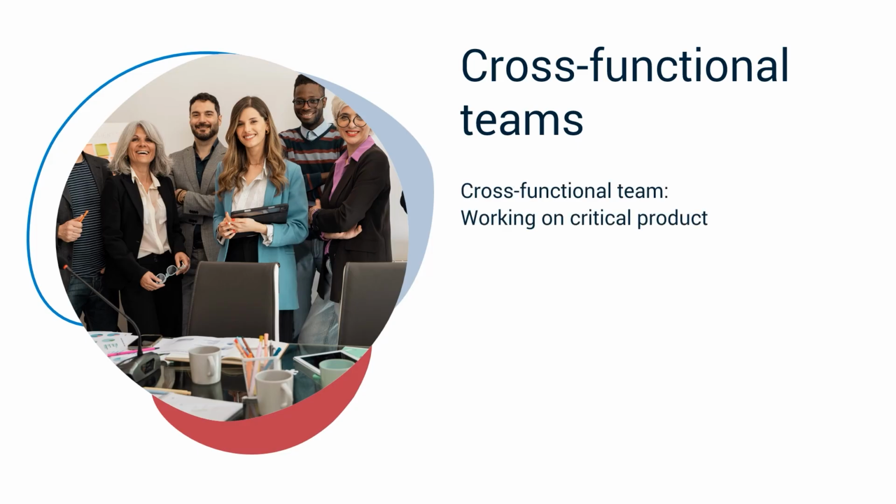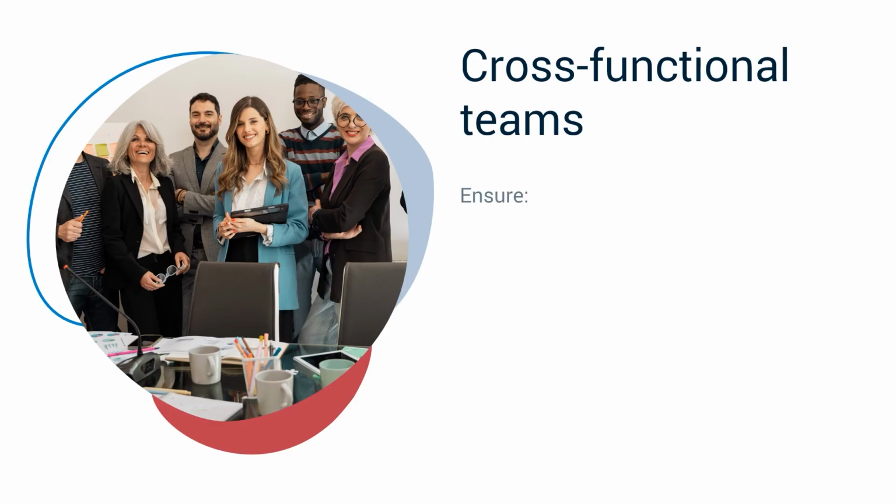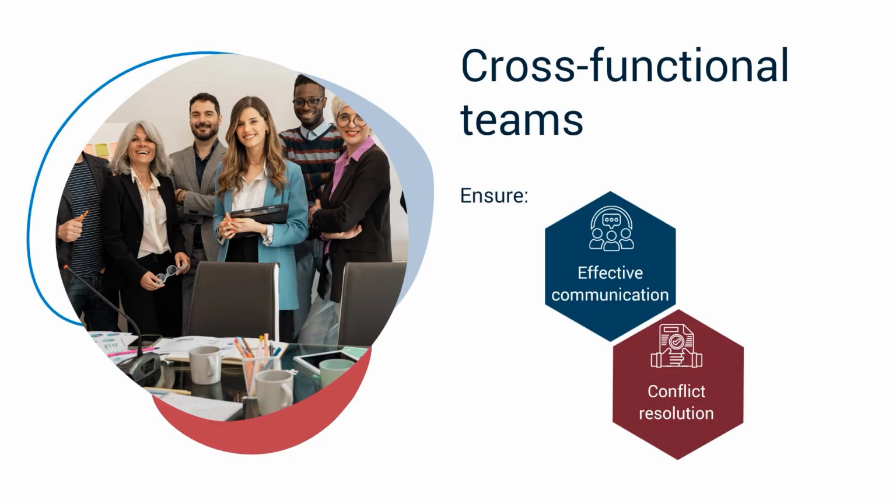Imagine joining a cross-functional Scrum team working on a critical product. The team includes developers, a product owner, a Scrum Master, and stakeholders with unique skills, perspectives, and objectives. How do you ensure effective communication, conflict resolution, and constant value delivery during every sprint? To analyze the nature of the essential elements and dynamics in high-performing cross-functional teams, let's observe how these relationships depict the roles and responsibilities of a Scrum team.